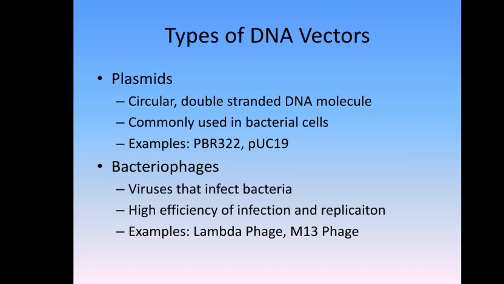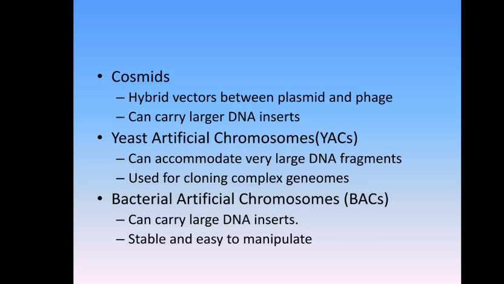Let's see about the different types of DNA vectors. Plasmids are circular double-stranded DNA molecules which are commonly used in bacterial cells. Examples of artificial plasmids include pBR322 and pUC19. The next category of DNA vectors are bacteriophages. These are viruses that can infect bacteria, and they are highly efficient in the process of infection and replication. Examples of bacteriophage vectors are lambda phage and M13 phage.